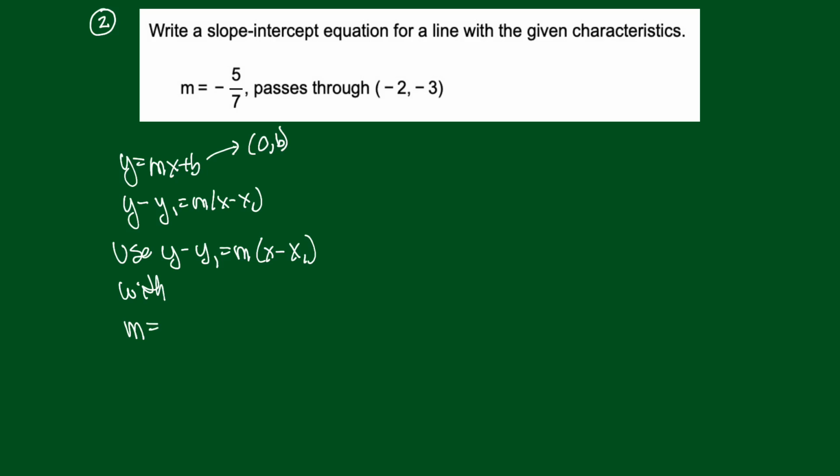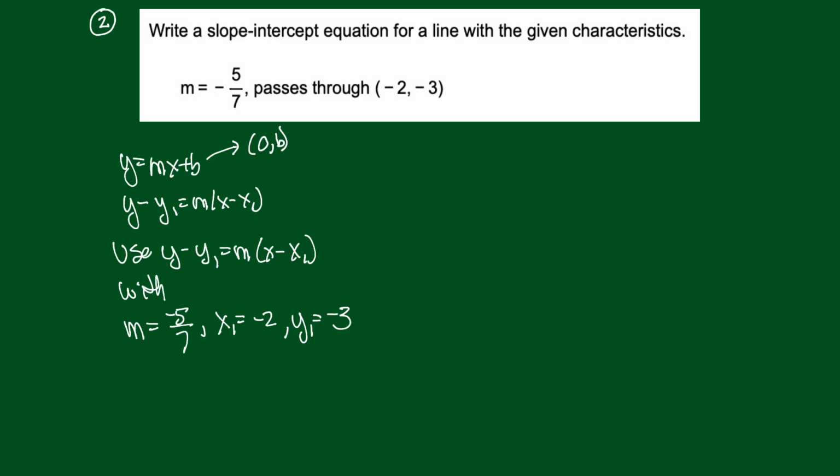m equal to, now they give us that, I'm going to write as negative 5 over 7. x1, well, the first x I see when I look at this point, in fact the only x I see, is negative 2. And y1, as I look, that's the first y I see. It's the only y I see, so that's negative 3.